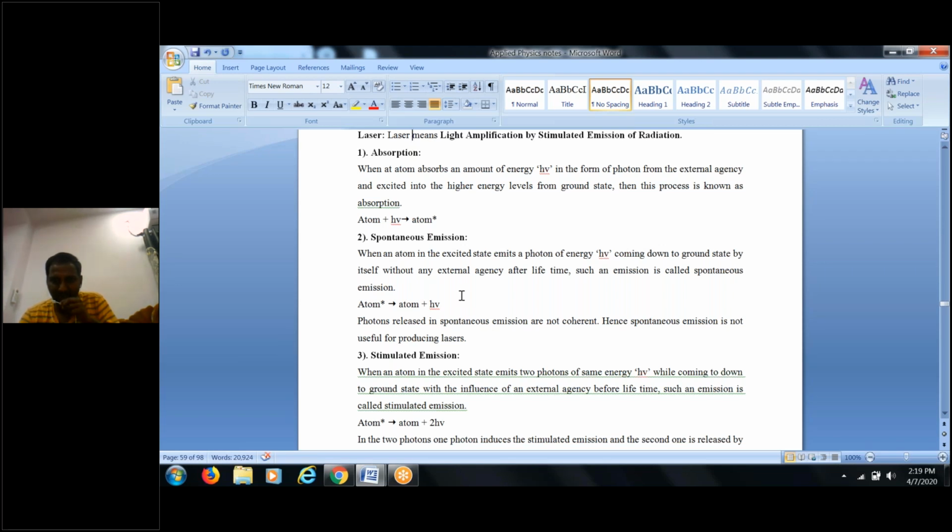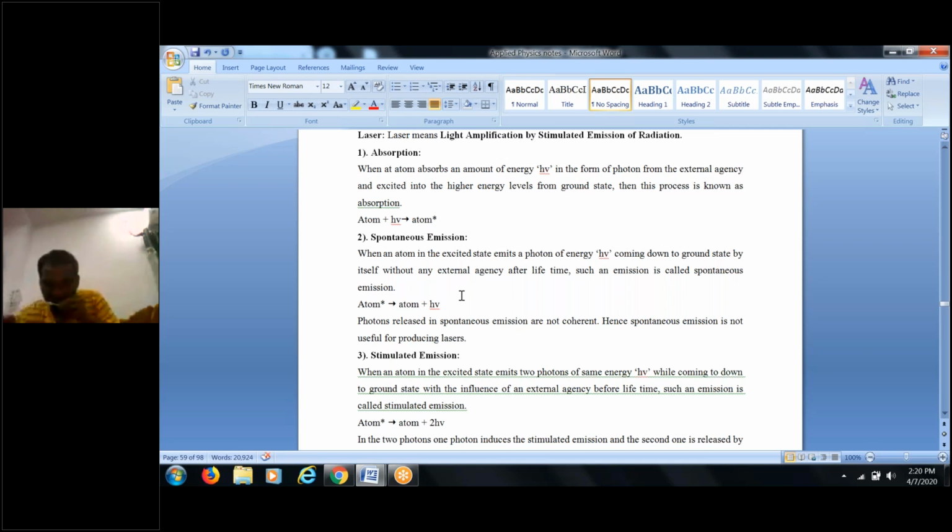Then coming to the second type of process in the emission, that is stimulated emission. Stimulate, induce, someone has to initiate. So that means with the influence of an external agency, the electrons which are present in the higher energy level return back to the ground state by releasing, listen carefully here, two photons amount of energy. Such a process is called the stimulated emission process. Why two photons amount of energy?